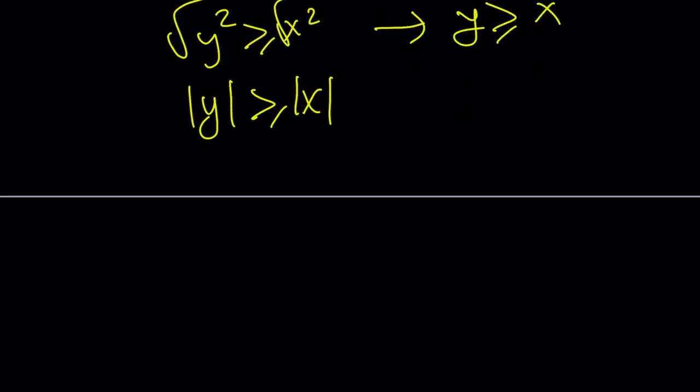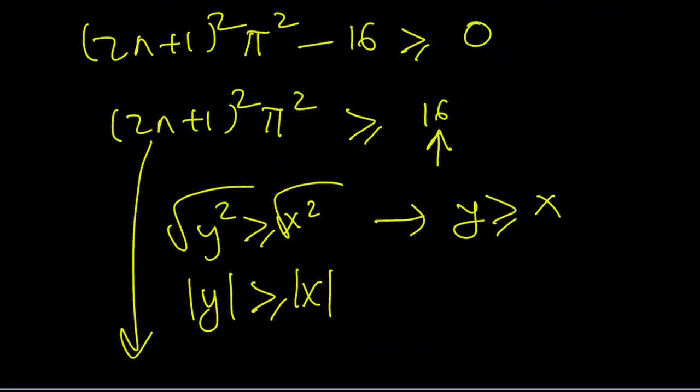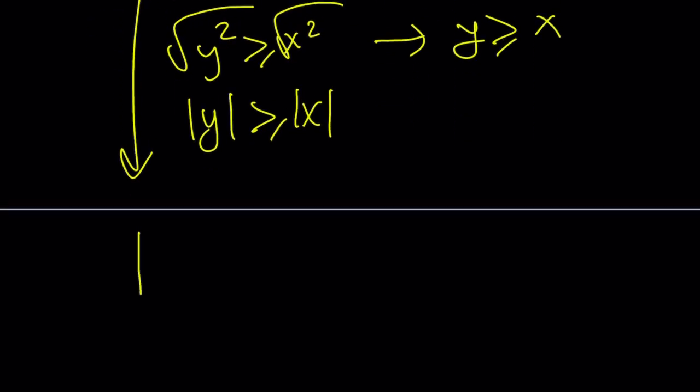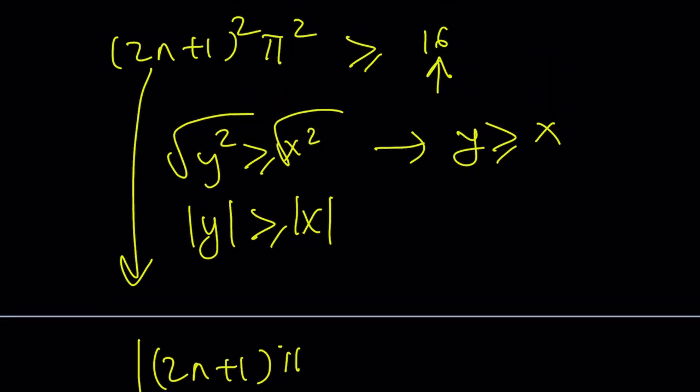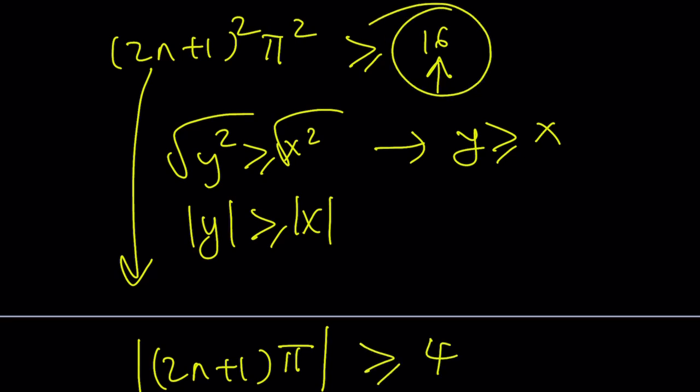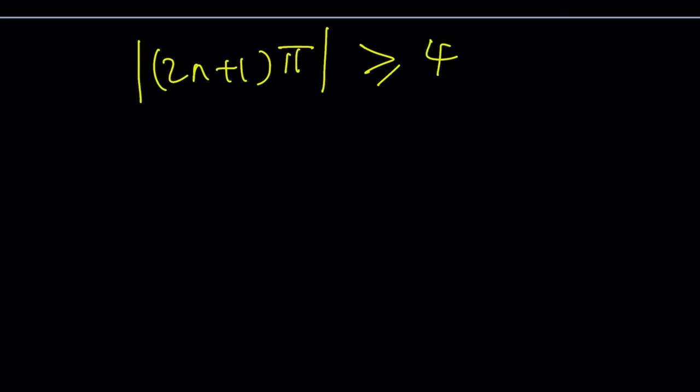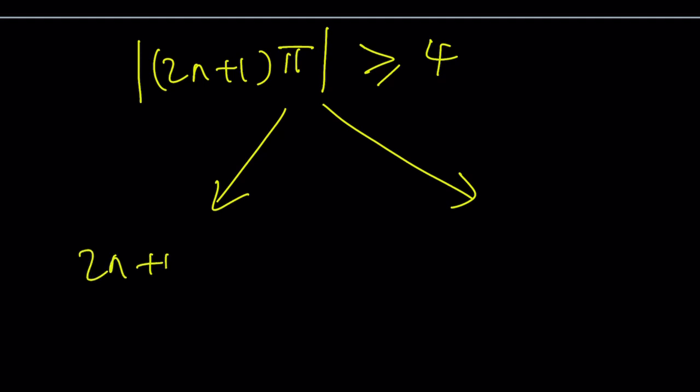So we're going to get, after square rooting, the absolute value of 2n plus 1 multiplied by pi. By the way, we don't have the pi over 2 because we multiplied both sides. And this is going to be greater or equal to 4 because we square rooted 16 and that becomes 4. Make sense? What am I going to do with this? We're going to solve it. How do you solve greater than type absolute value inequalities? Easy. You just split it up into two cases. This one and that one.